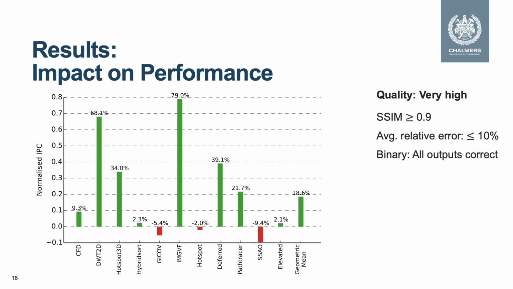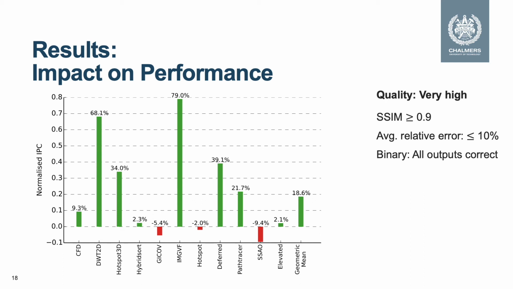Let's also look at the impact on performance, and this is for a very high quality threshold, which means that SSIM is no less than 0.9 and the average relative error is less than 10%. Also, for the binary quality metric, which is used for hybrid sort, all outputs are correct. On the y-axis, you can see the IPC, which is normalized to the baseline IPC.